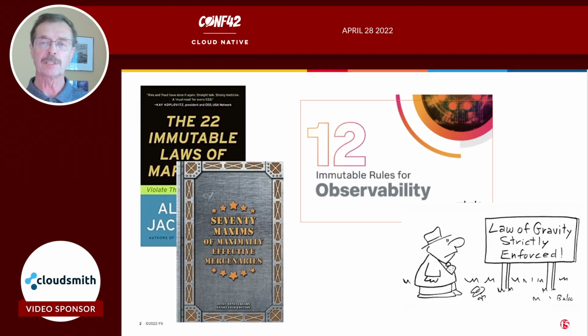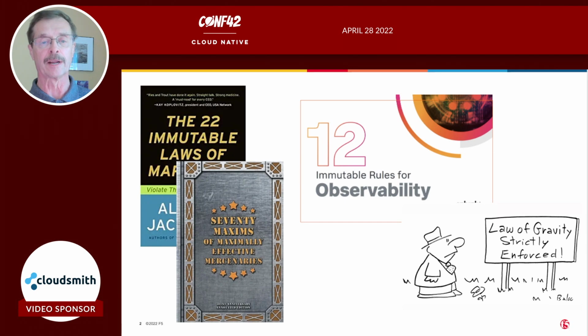Well, first of all, let's point out that quite often you hear a number of rules or laws that fall into place. You know, the 22 Immutable Laws of Marketing by Trout and Ries, the 12 immutable rules for observability, or the 70 Maxims of Maximally Effective Mercenaries, which is really quite hard to say. And of course, some of these laws are enforced a little harder than others, such as the law of gravity, which is pretty strictly enforced. But we're going to talk about just a couple of rules when it comes to observability.